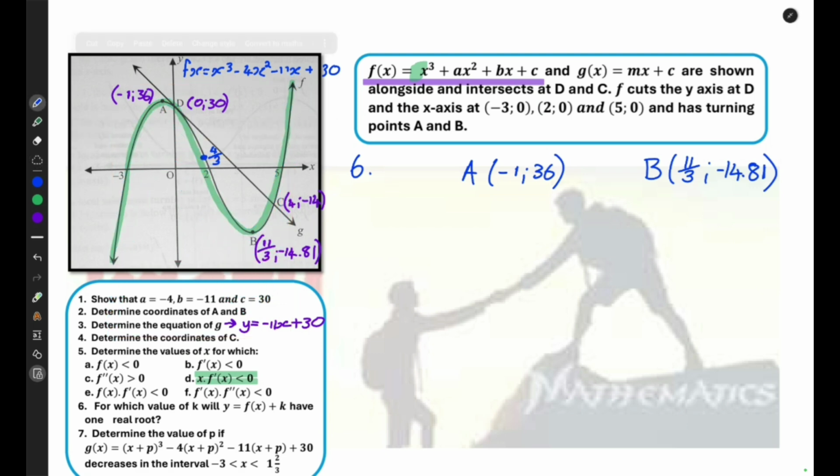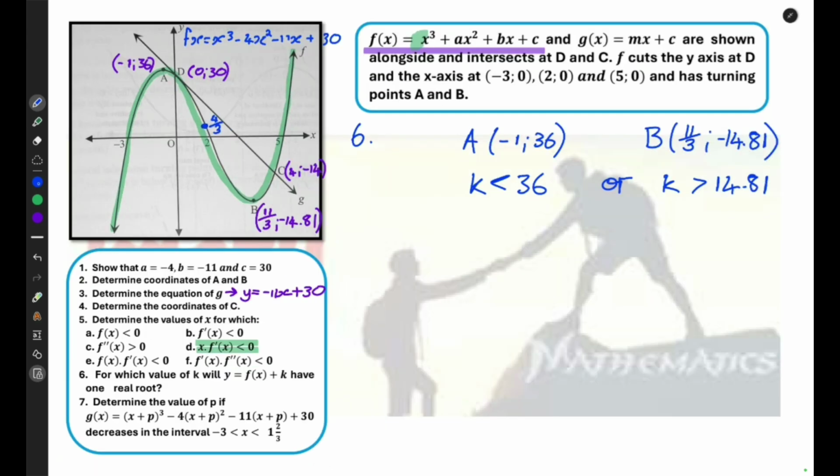So let's just see how I would write that. So I want k to be smaller than 36, or k must be greater than 14.81. If those two things happen, then the graph would move past the turning points, and I would only have one root.